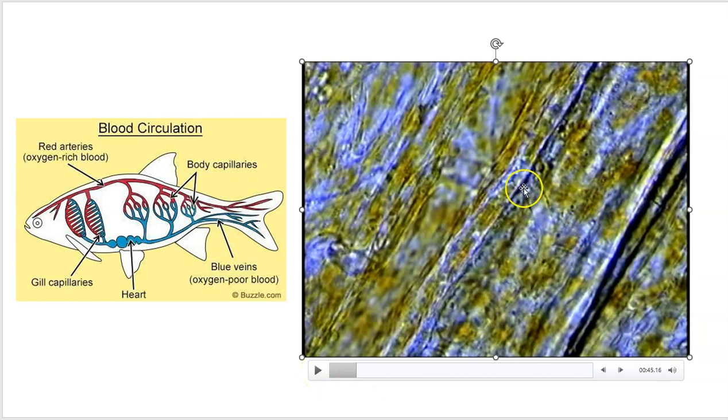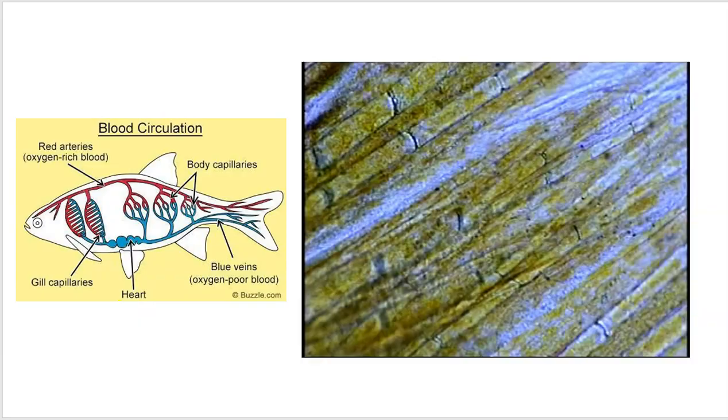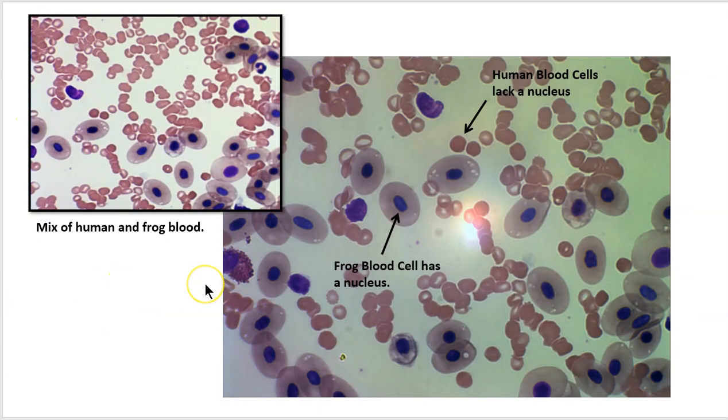All right, in some of these scenes, you can see that some of these blood vessels are very small and red blood cells are moving single file through those tiny capillaries. Under the microscope, we also saw slides where we had a mix of blood. So up top left here, we have human and frog blood mixed together. And there's a notable difference between the red blood cells of these two species.